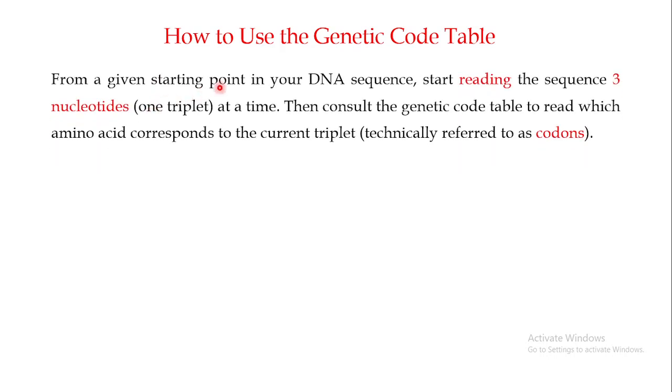From a given starting point in your DNA sequence, this is the most important thing, which I'll be focusing on in my next video. The starting point in the DNA sequence is very important, and that gives you information about the primary sequence of a protein. If you start from one point, you get one kind of protein. If you start the same DNA sequence from another point, you get a very different kind of protein, which I'll focus on in my next video.